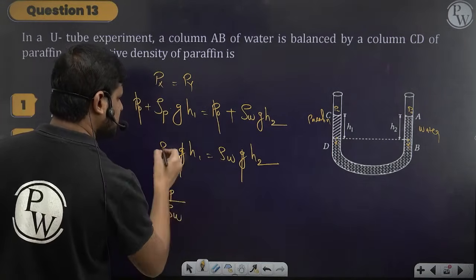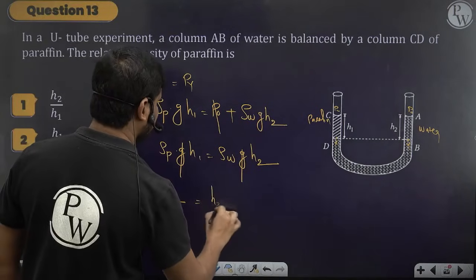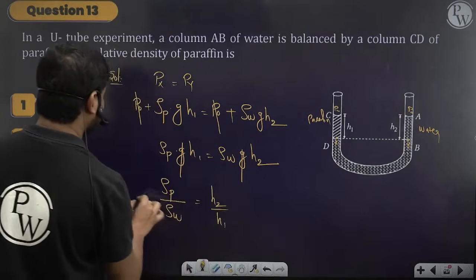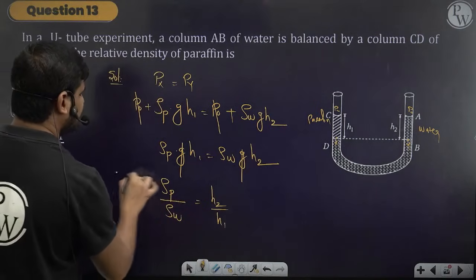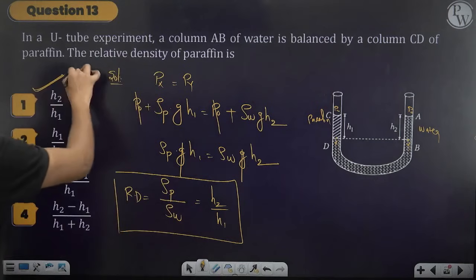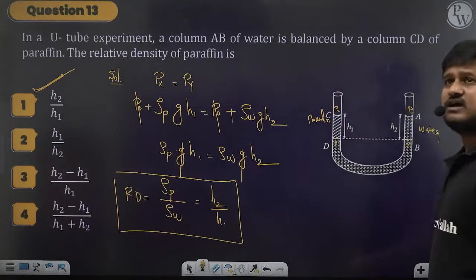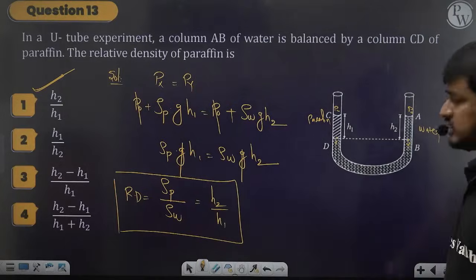The relative density of paraffin is nothing but the density of paraffin by the density of water. Bringing it to this side, sending H1 to the other side, it becomes H2 by H1. So this is the relative density of paraffin, H2 by H1. Option 1 is the correct one, guys. Done? Clear? Chal, let's move further.